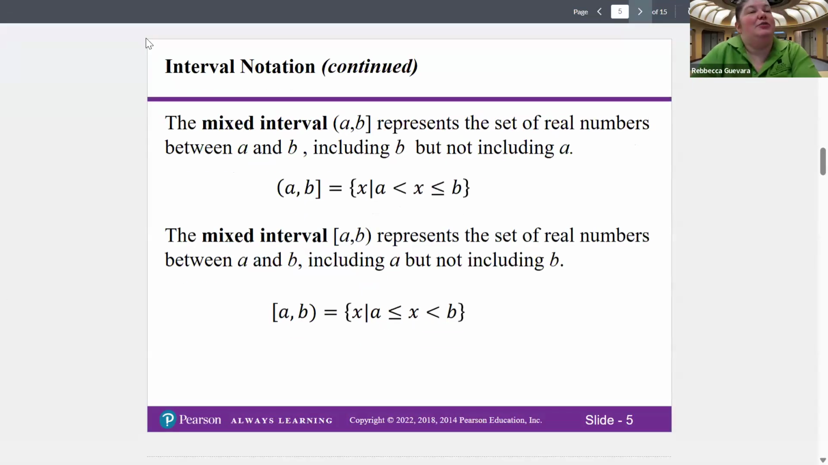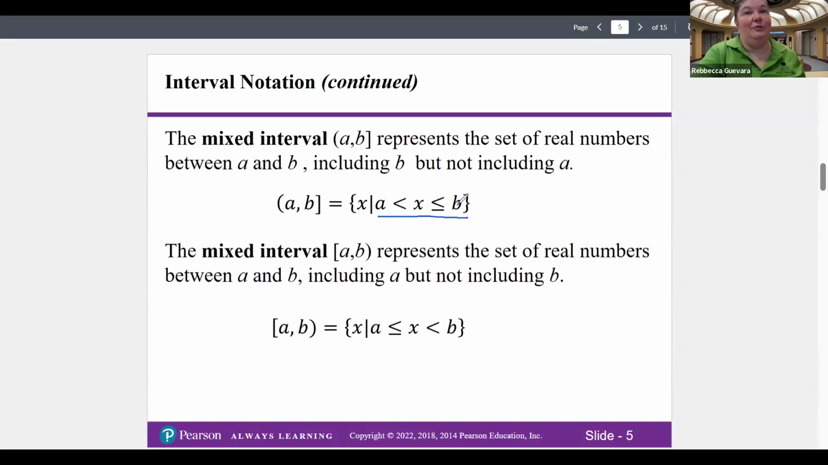Also remember, we do have mixed intervals. If I had parenthesis a, b bracket, that represents x values that are greater than a, but less than or equal to b. If I have bracket a and then b parenthesis, that means I'm looking for x values that are equal to or greater than a, but less than b.